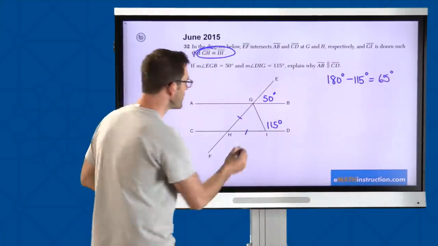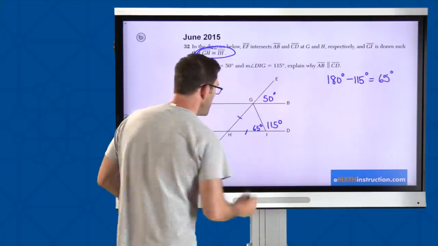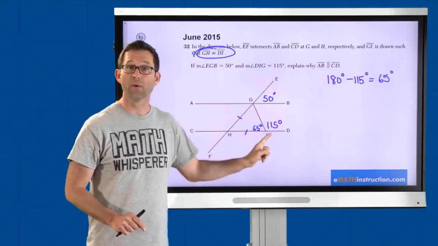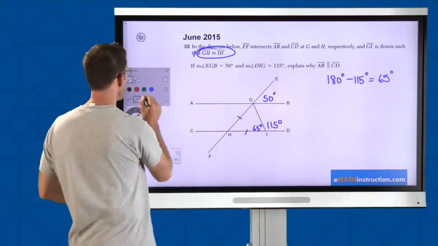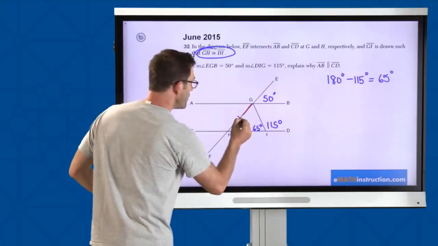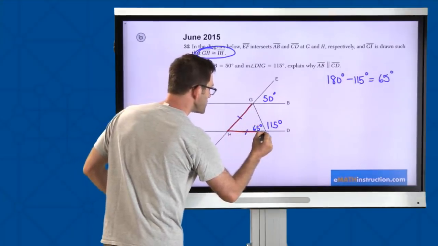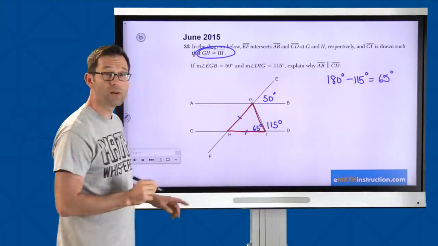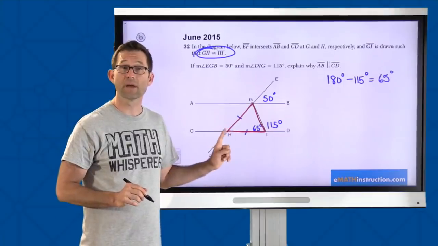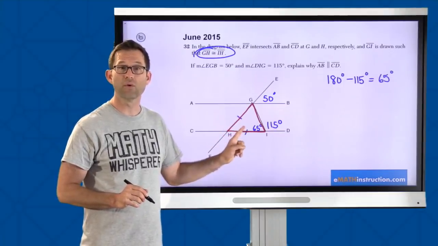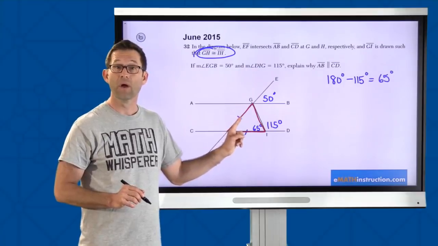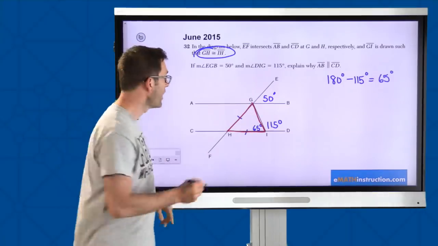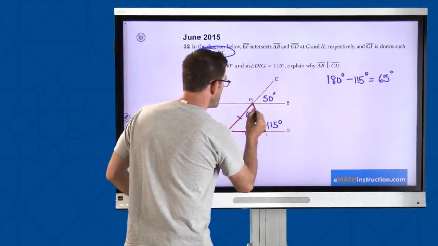Let me fill it in. Now, here's where it's critical that they told us that this segment and this segment are congruent. That means that this triangle, let me outline it in red, is an isosceles triangle. Now it's oriented in a little bit of a strange way, but it's still an isosceles triangle. Remember, in an isosceles triangle, the angles opposite the two congruent sides have the same measure. Well, that one goes with that 65, so that one's 65. So let's throw a 65 in there.